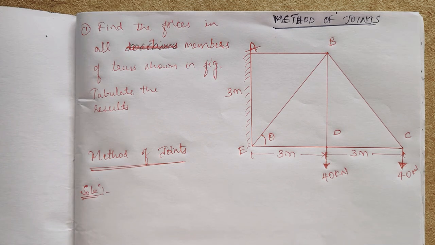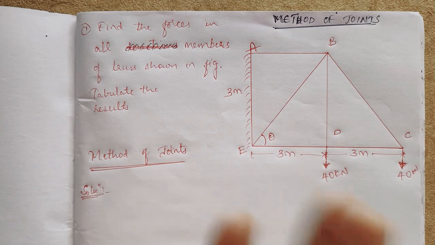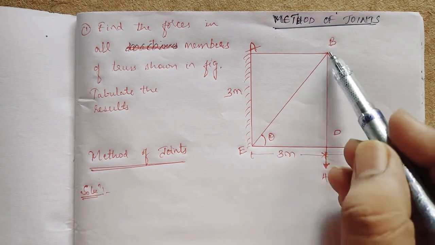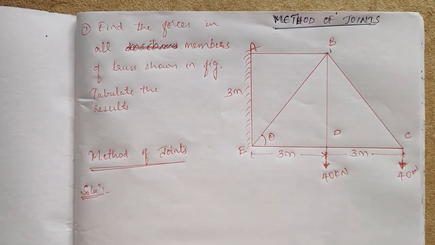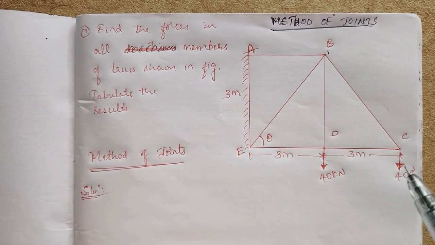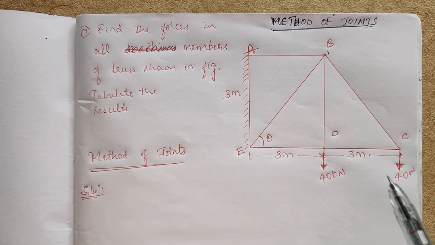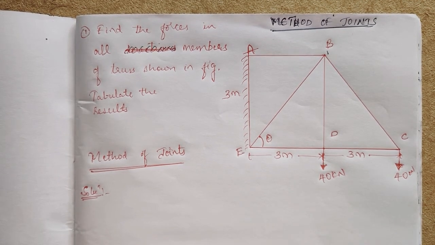In this problem I'll go step by step so that it is the first problem and you may understand correctly. Before that, in the method of joints, first a joint is selected. Whatever type of truss and force is given, first we have to select a joint where there are only two unknown forces.